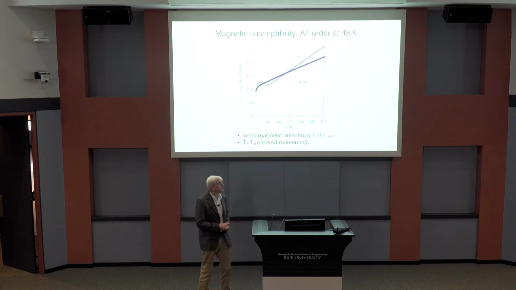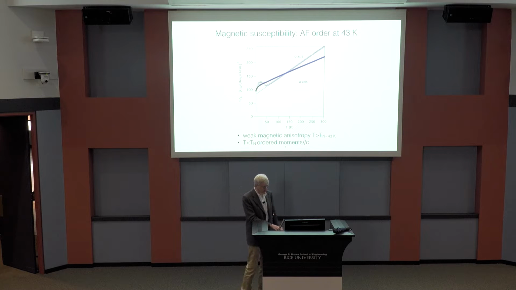I was interested in the fact that the susceptibility showed that the moments were pointing along the c-axis, and that the c-axis susceptibility is larger than the a-axis at low temperature. What's plotted there is 1 over chi.